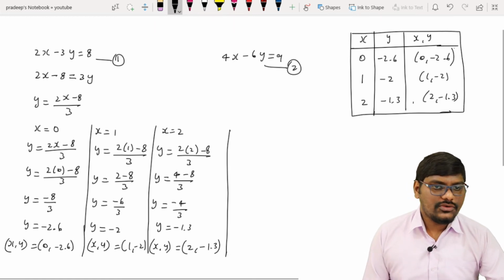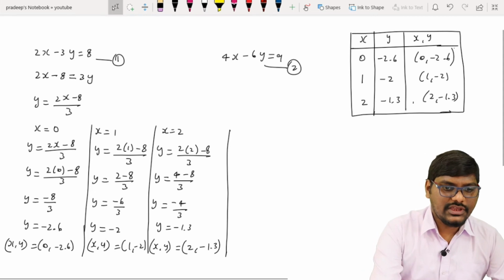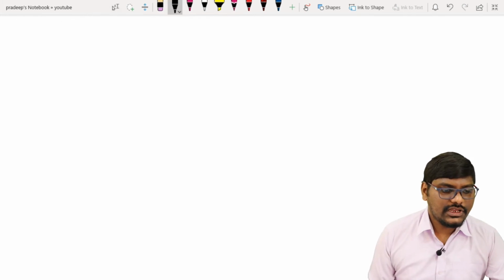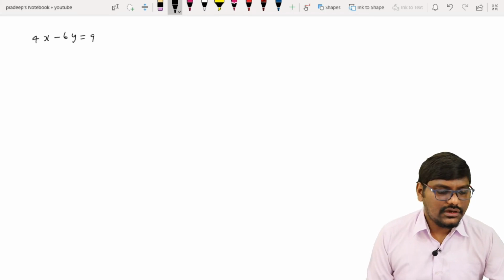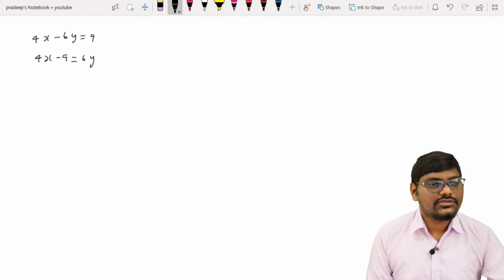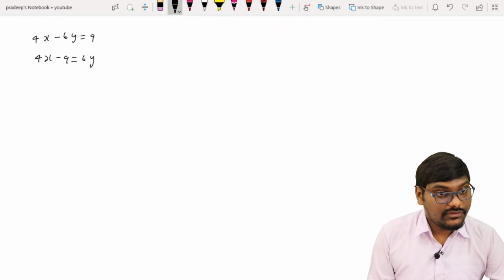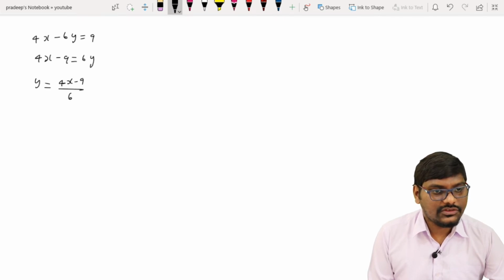Okay, so what is the second equation? That is 4x minus 6y equal to 9. So we'll take that and do it. I'll just send this 6y to the other side, so I'll be getting 4x minus 9 equal to 6y. Now if I send this 6 to the other side, I'll be getting y equal to (4x minus 9) by 6.